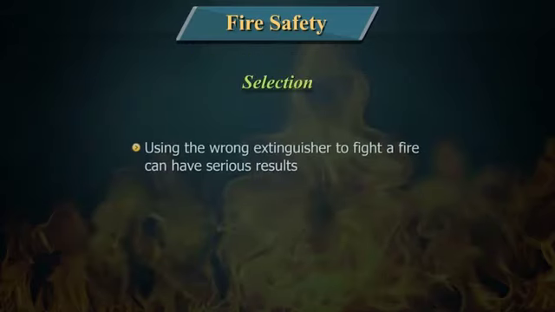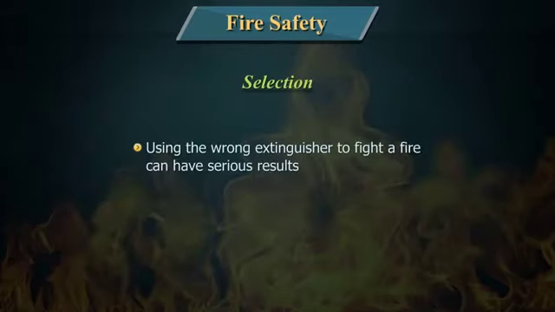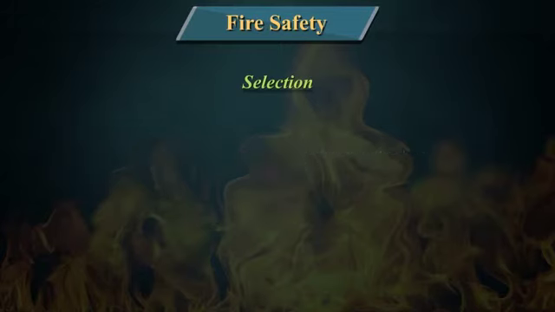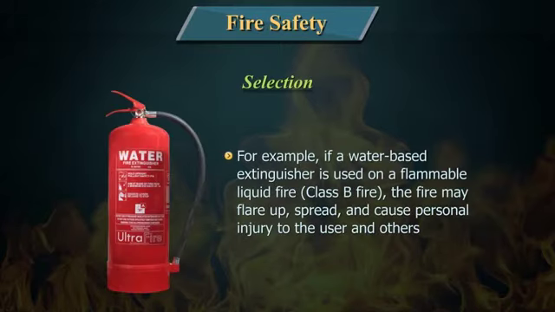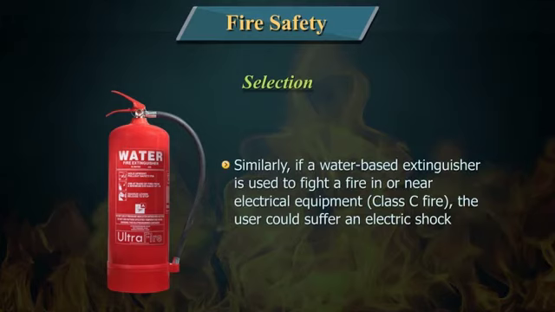Selection. Using the wrong extinguisher to fight a fire can have serious results. For example, if a water-based extinguisher is used on a flammable liquid fire, Class B fire, the fire may flare up, spread, and cause personal injury to the user and others. Similarly, if a water-based extinguisher is used to fight a fire in or near electrical equipment, Class C fire, the user could suffer an electric shock.